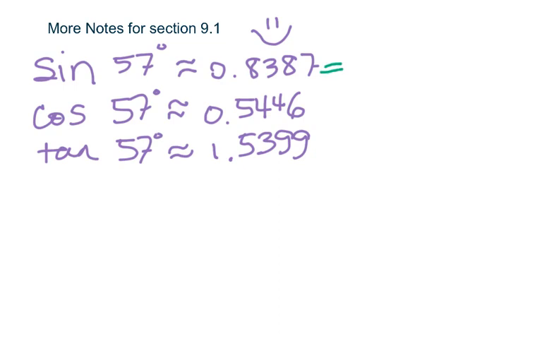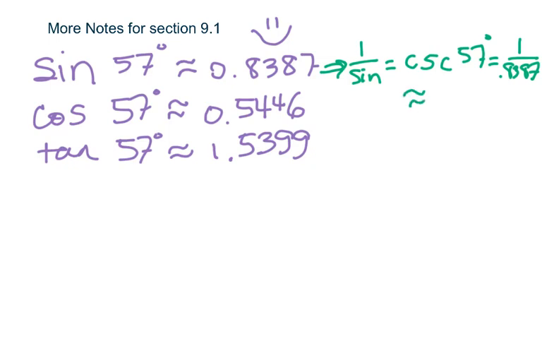The other three are the reciprocals. So if you do 1 over sine, that is equal to what we call cosecant. And if you do cosecant of 57 degrees, that's going to be 1 over 0.8387. Okay? That will give you approximately 1.1924.